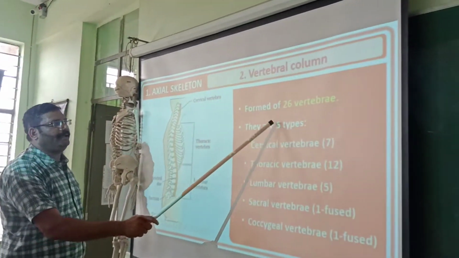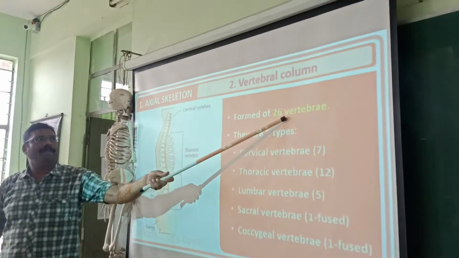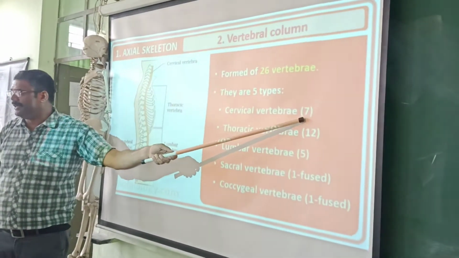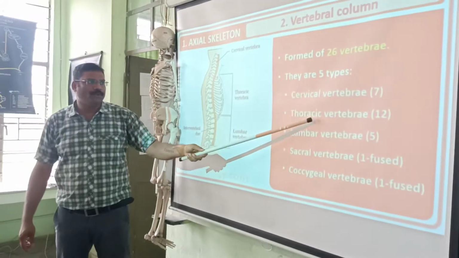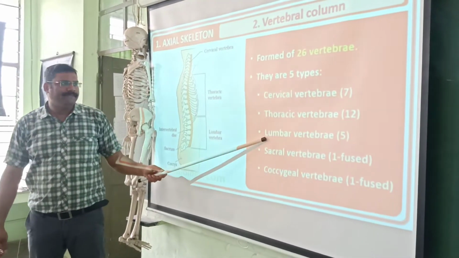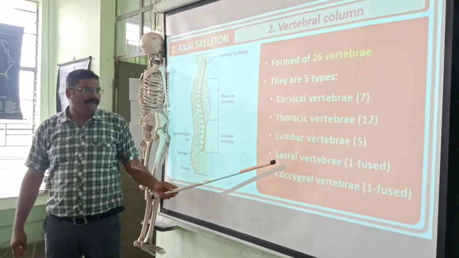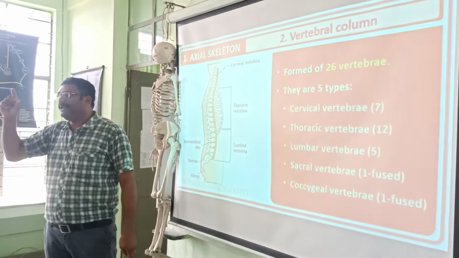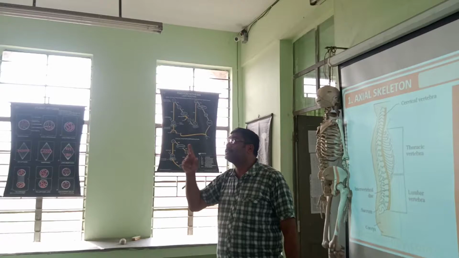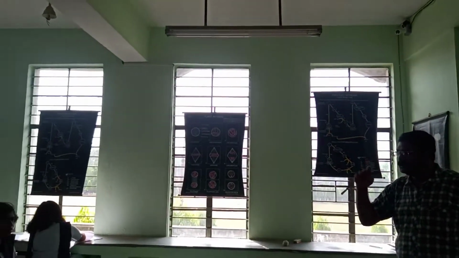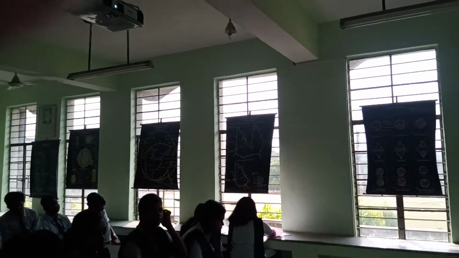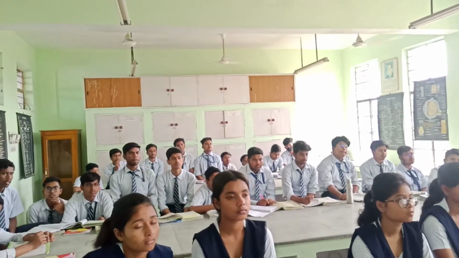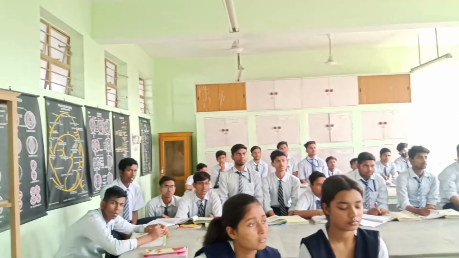Here in this slide, the column is formed of 26 vertebrae. The first are cervical vertebrae, 7 in number, then thoracic vertebrae, 12 in number, then lumbar vertebrae, 5 in number, then sacral vertebrae. There are 5 bones, but in adults they are fused into a single bone. Then the coccygeal bone is a vestigial, non-functional one.